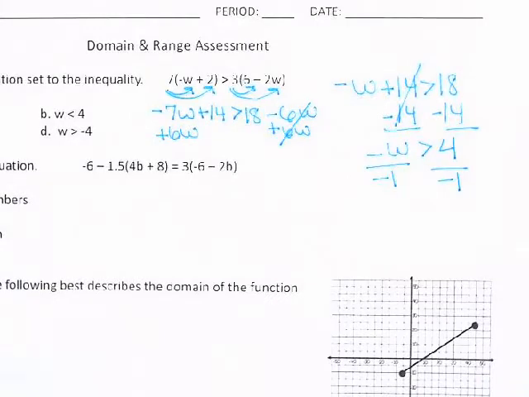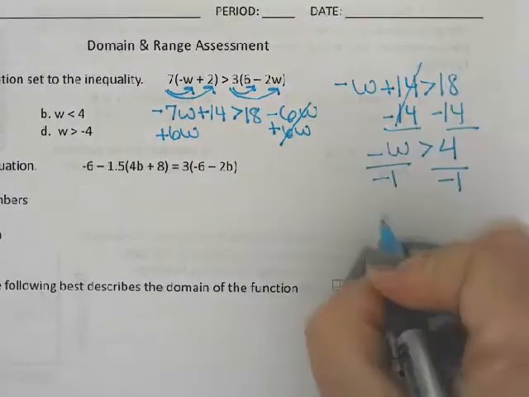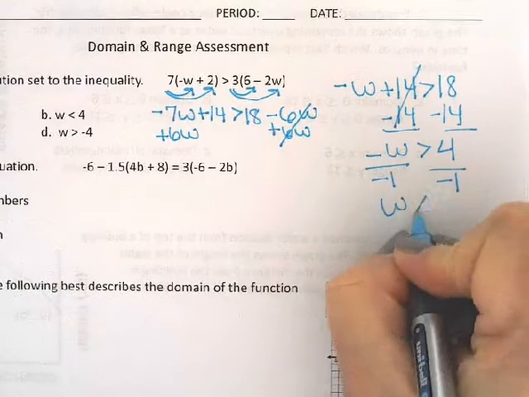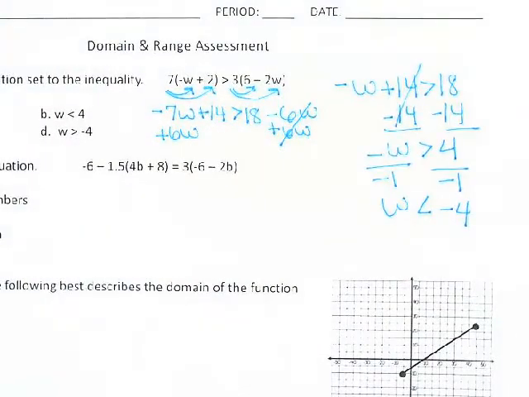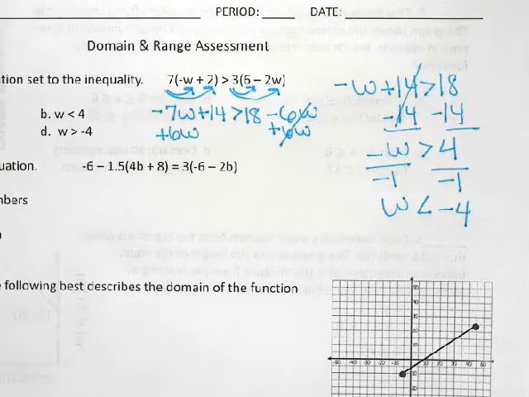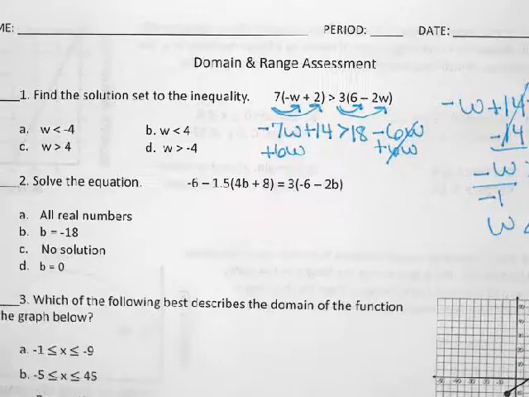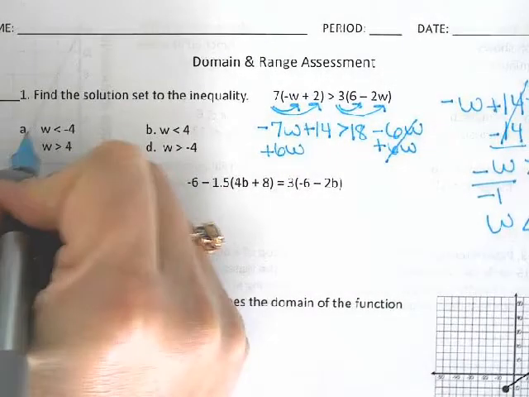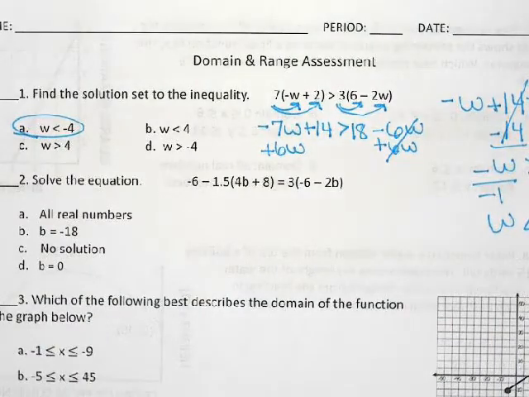If I divide by a negative 1, the inequality sign will flip. I only flip it when I divide by a negative coefficient. So this means w is less than negative 4. So the correct answer, if I look at my assignment, should be A. All right, we're moving on to number 2.